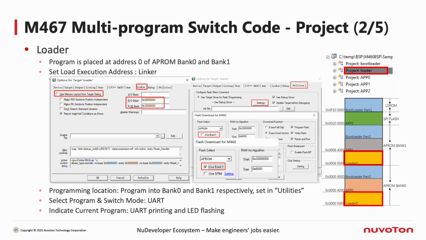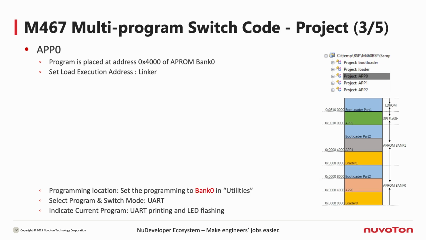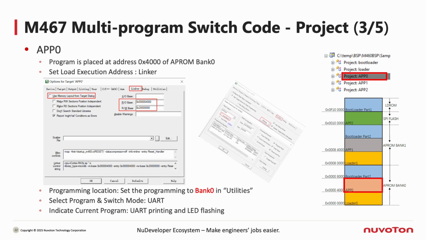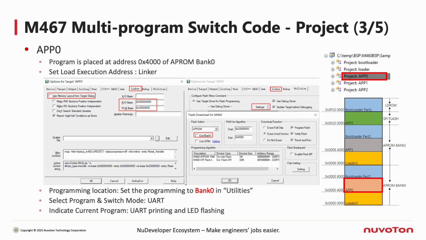Select the program and switching method through UART input. Distinguish the currently executing program by the printed information and the flashing of the LED. APP0 is an application program stored in AP-ROM Bank 0. The program is located at address 0x4000 in Bank 0. Set the loading execution address to 0x4000 in Linker. Set the programming location to Bank 0 in Utilities.